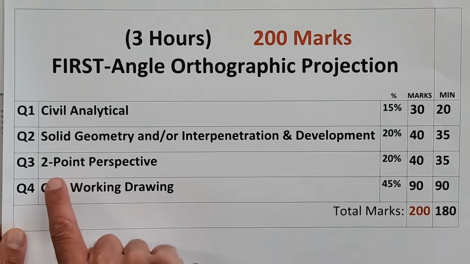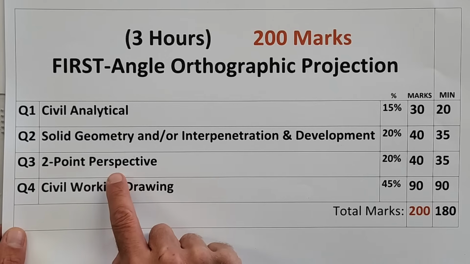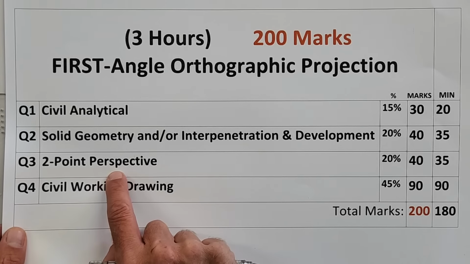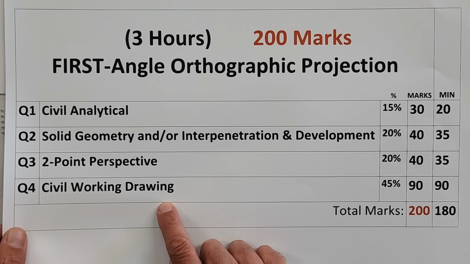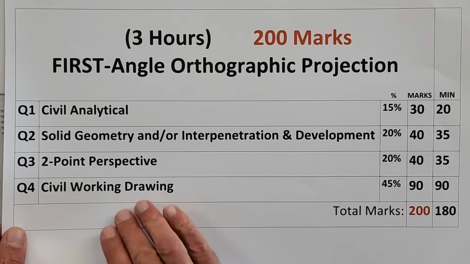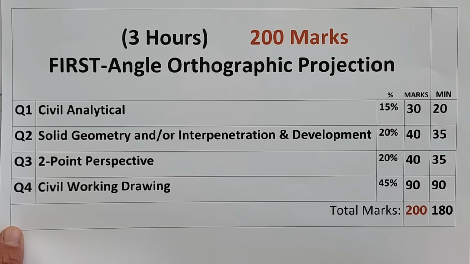Okay. Then you're going to definitely have a 2-point perspective. I recently made a video on that to show you the hacks, but we'll try and do that also before we write exams. And then the last one will be the civil drawing that we discussed yesterday, with the floor plan, the elevation, and the sectional elevation. Guaranteed 90 marks, gives you a total of 200. You've got 3 hours for that paper.